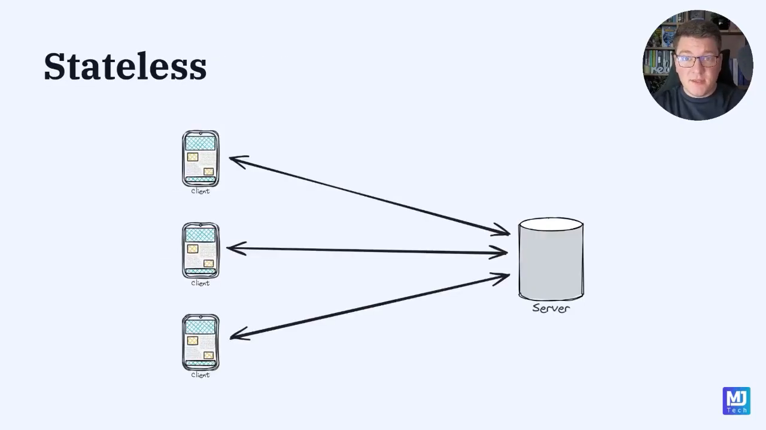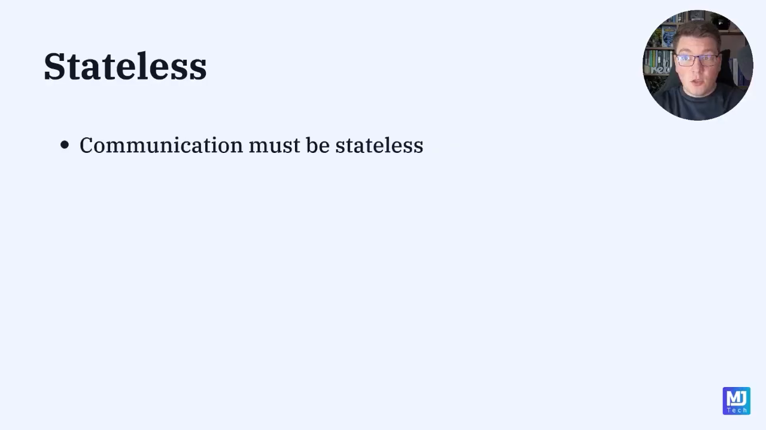The next constraint is the stateless constraint, which states that all communication between the clients and the server has to be stateless. Now this has some interesting implications. So let's say all communication is now stateless. What does this actually mean for our system? Are we no longer storing any state on the server? What about the database? What happens to that?